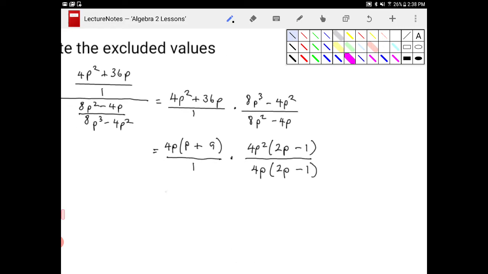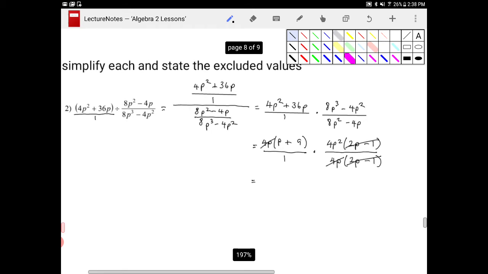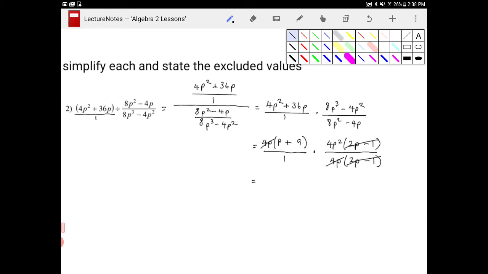Looking at this, the 4p and 4p cancel. The 2p minus 1 and 2p minus 1 cancel. My final answer, the quotient to this original problem, becomes 4p squared times p plus 9. Remember, multiplication is associative, so it doesn't matter which way you write it. So this is my answer.